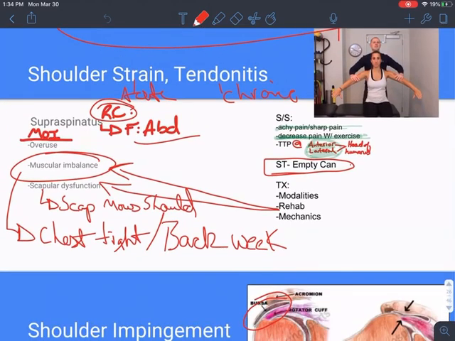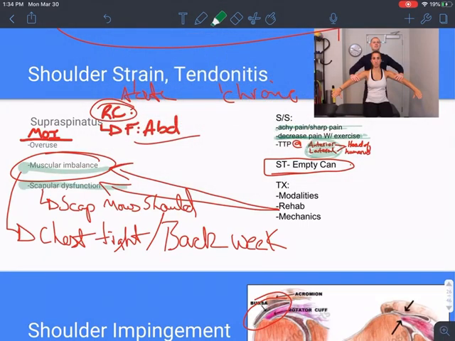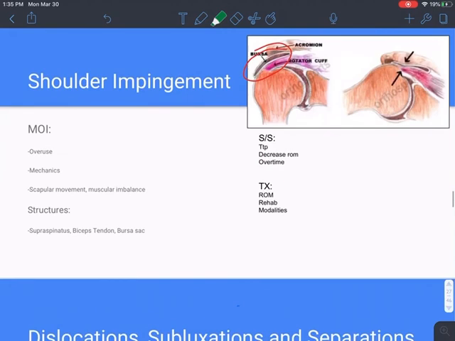Treatment modalities, rehab, and mechanics. Basically just fix everything that we outlined here, right? You want to fix this by rehab and mechanics. Shoulder impingement, so MOI, overuse, this is basically the same stuff, right? What I want you to know is that structures that can be involved are the supraspinatus, biceps tendon, or the bursa sac, okay? And again, this is what we want to treat, which is all these problems.